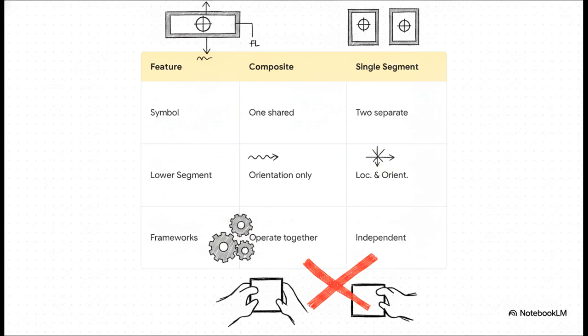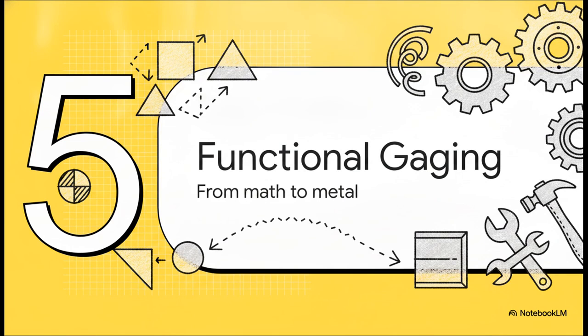But in multiple single segment tolerancing, you have 2 independent symbols. The lower frame operates completely independently and controls both location and orientation. Using multiple single segments when you really just needed composite refinement can severely over-restrict your machinists, literally forcing them to hit a location tolerance twice. So, let's bring this down to the shop floor in Section 5, functional gauging realities.